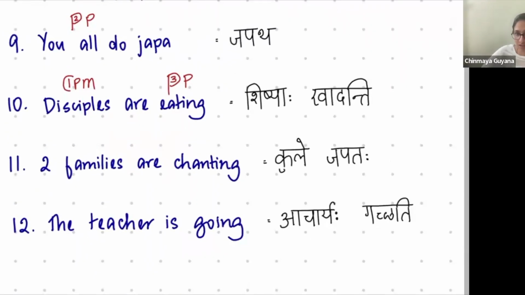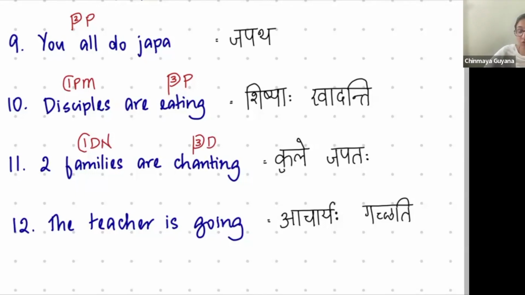Two families are chanting. What is our verb? Chanting. Who are chanting? Two families. So third person, dual. Oh my God, sorry. Two families is first case, dual. And families is neuter. The word family is neuter. Correct? And then chanting. Who are chanting? Two families. So what person will it be? It will be third person. And there's two of them, so it will be dual.